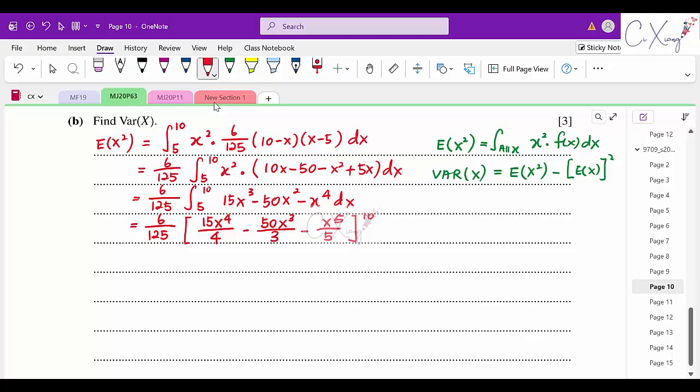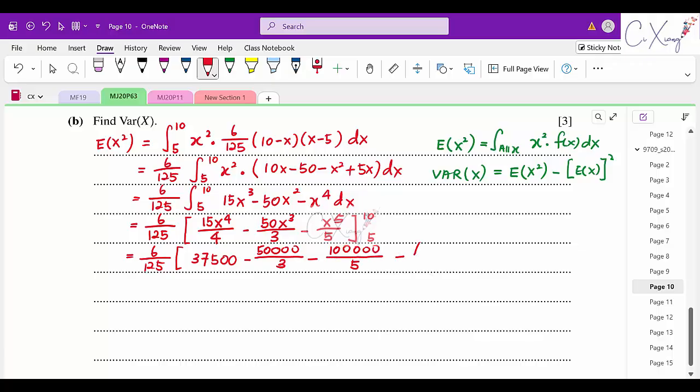Then substitute the values of 10 and also 5 into your expression. Okay, let's substitute 10 first. If you substitute the 10, the first term you'll be having 37500, minus, substitute the 10 into the second term here, you'll be having 50,000 divided by 3. Then substitute 10 into the third term. I didn't simplify it, I just write it out directly. So 100,000 divided by 5.